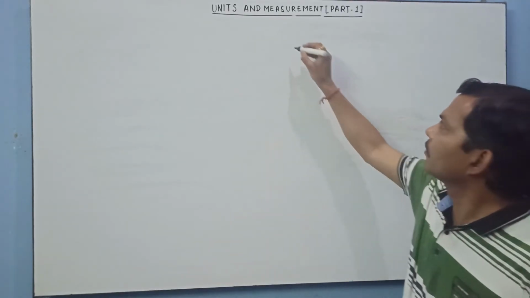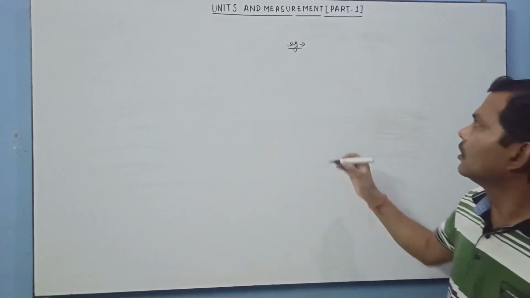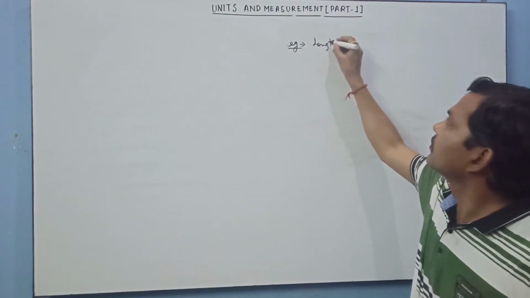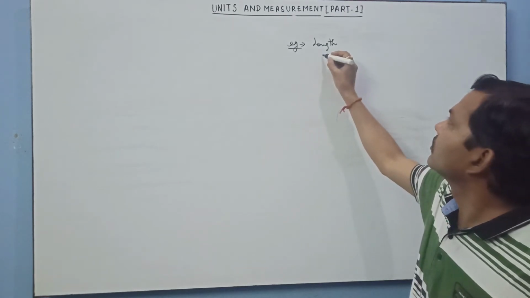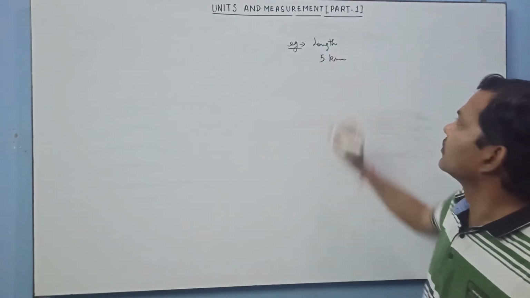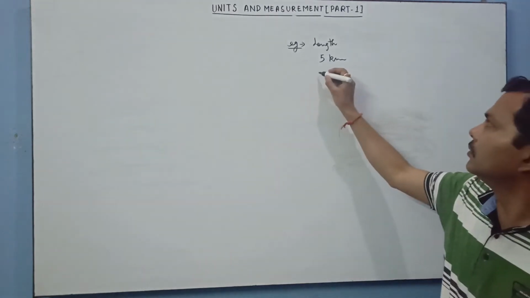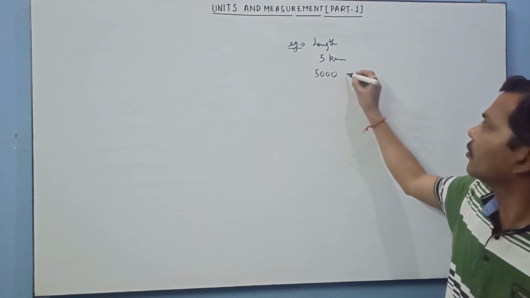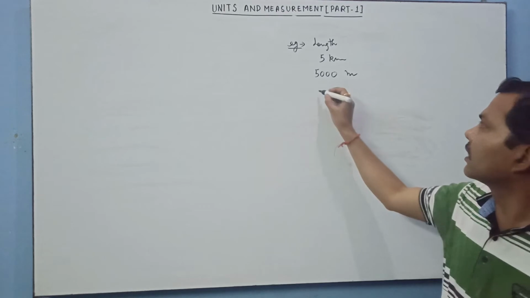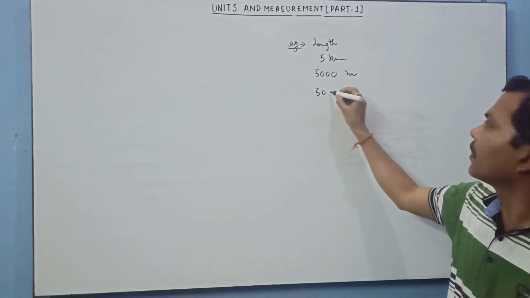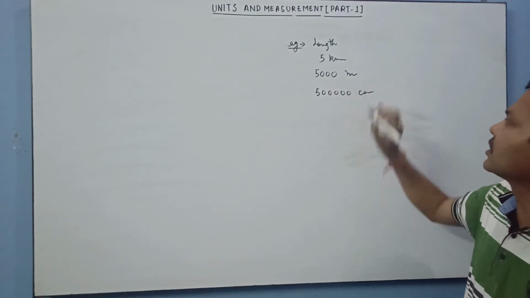We will consider here an example. In length, consider there is a length 5 kilometer. Now we will write this length in meter. It will be 5000 meter, and if we write in centimeter, it will be this much centimeter.